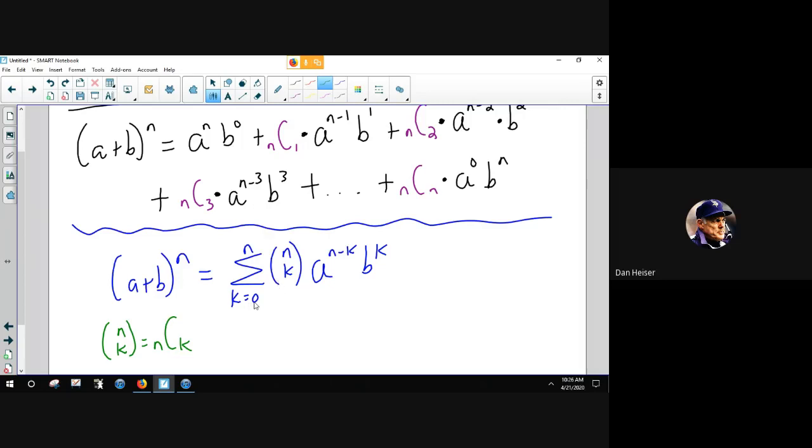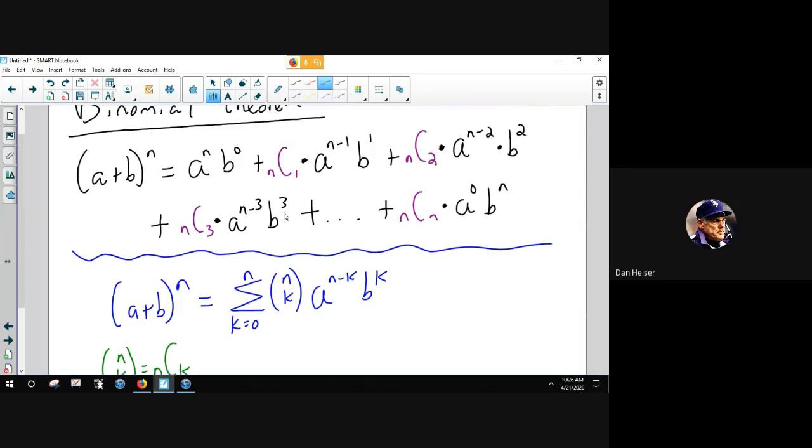Now we go k equals 1. N choose 1. There's n choose 1. A to the n minus 1. Yep. B to the 1. Yep. This is just a shorthand of all this. And remember that the sigma means sum. Plus, plus, plus, and add up all those terms. I'm not going to focus too much on this. I'm going to use the notation up on top because it's a little more practical for what we're going to use it for.